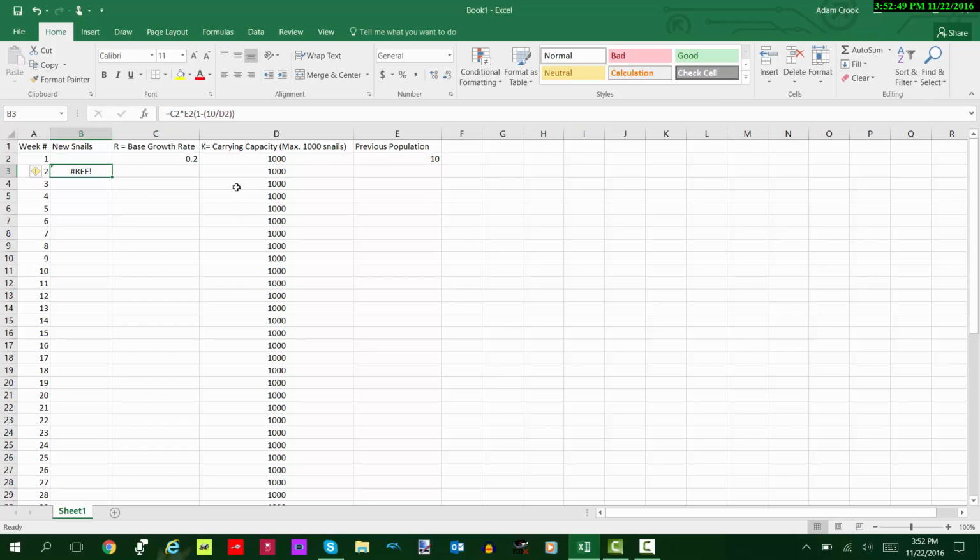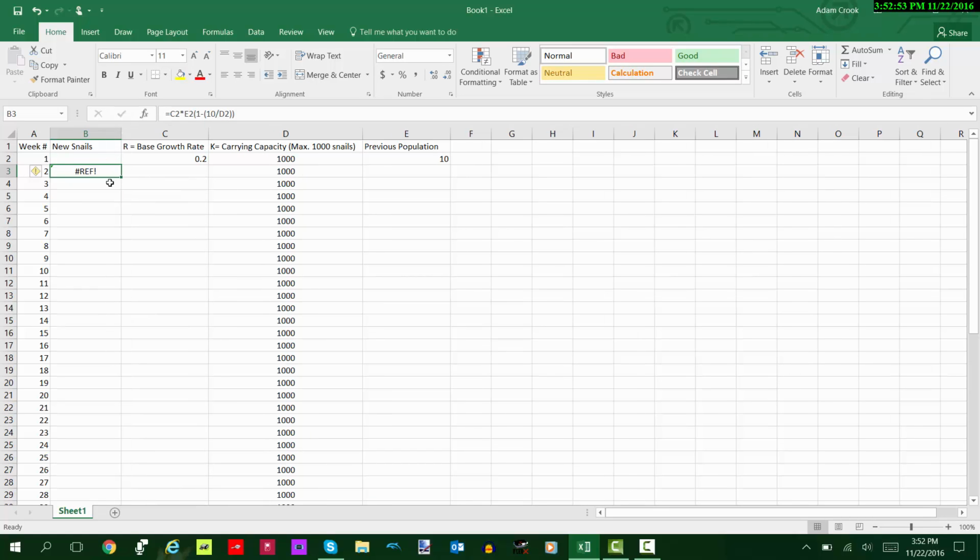Something is not right. So you need this to be times that. It has to be multiplication. Alright, so times 1 minus 10 over D2. Maybe that will do better. Yeah, there you go. Was that correct?